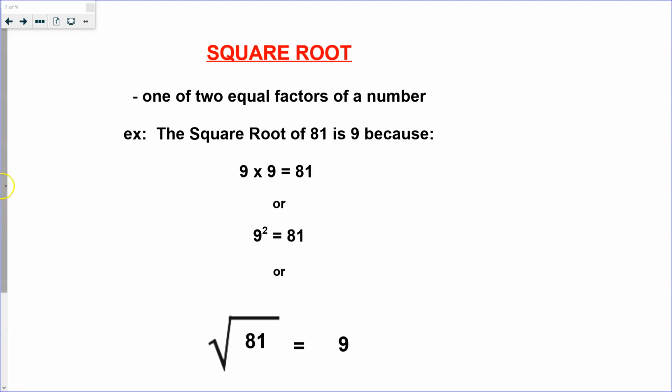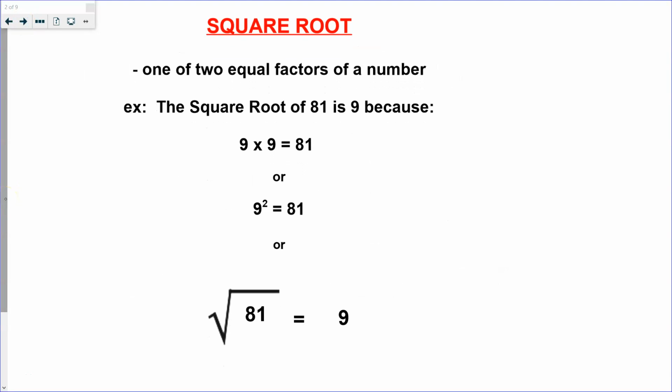Just a reminder about the definition of square root. It's one of two equal factors of a number, and the square root of 81 is 9 because 9, a number times itself, is 81. 9 squared is 81. Again, remember we're going to start writing it in this form. Saves us a little time. And again, the square root sign, 81, square root 81 equals 9.